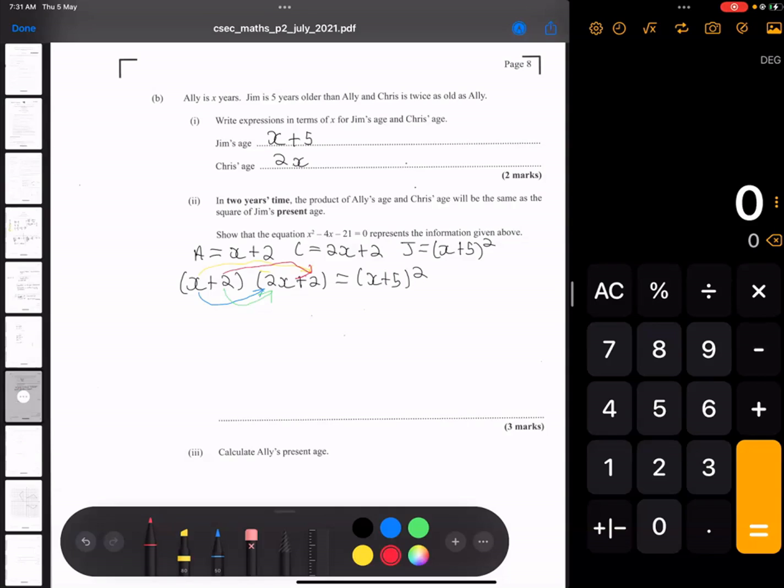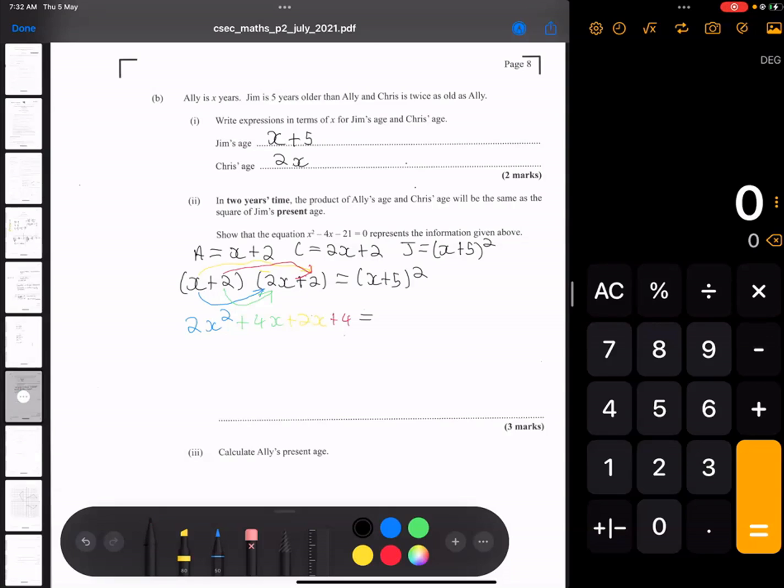Alright, so let's go ahead. Let's start with the blue. X multiplied by 2x will give us 2x squared. Then the green, 2 multiplied by 2x will give us positive 4x. Then our yellow will give us x multiplied by 2, which is then 2x. Then our red would be 2 times 2, which is plus 4. Alright.